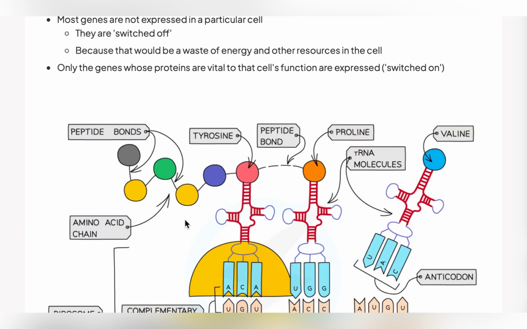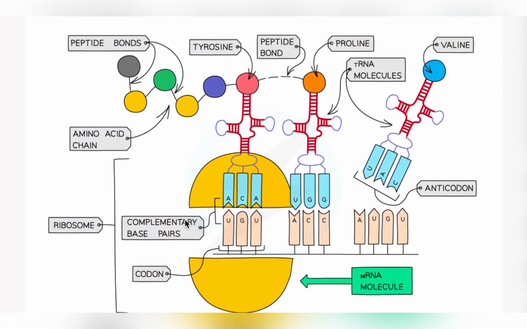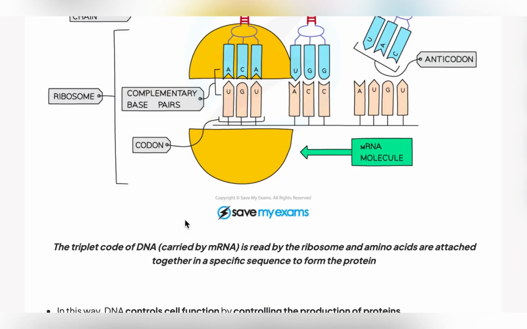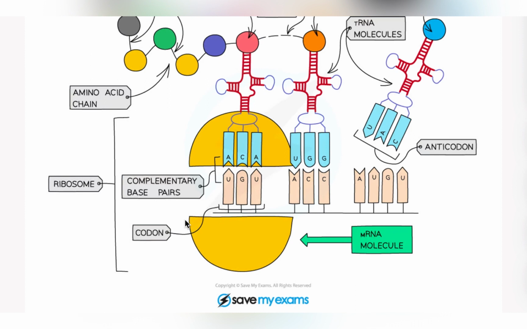It's not expressed. So expression of a gene means whether the gene is transcribed or translated. If a gene is transcribed or translated, it means it's expressed. If a gene is not transcribed or translated to form a particular protein, it means it's not expressed. We can say it is switched off. Whenever a particular gene is used to make a particular protein, we say expression has taken place. We call that expression. Okay?